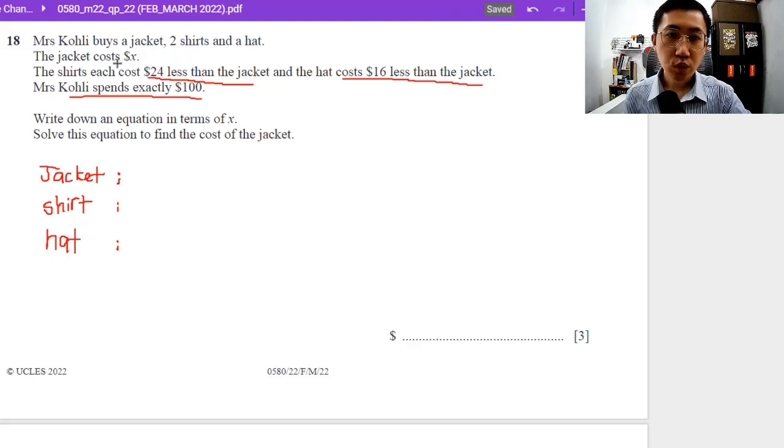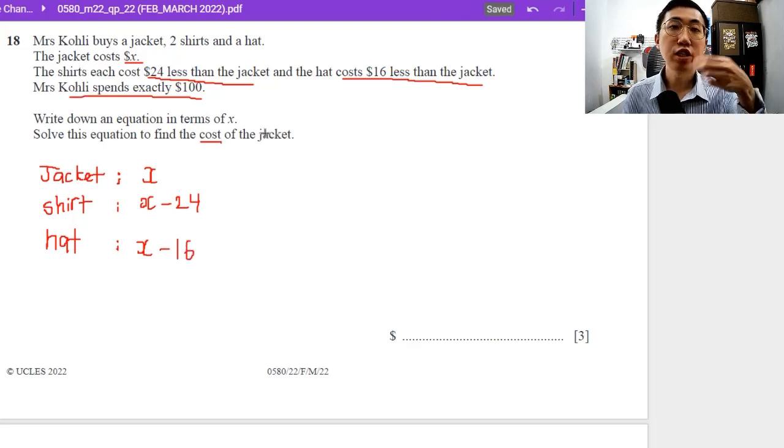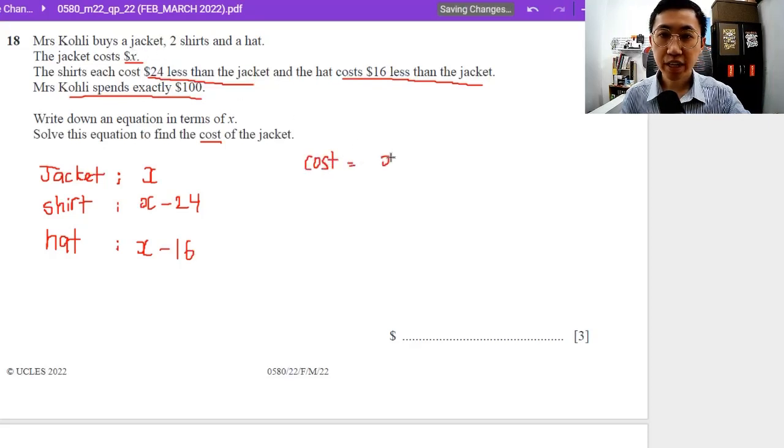We just follow through the information given to you. Jacket is X dollar, so you just write X. The shirt is 24 less than the jacket, that is X minus 24. Hat is 16 less, so that's X minus 16. Cost equals, you bought 1 jacket, so that's X. You bought 2 shirts, so remember to times 2, X minus 24, the price of your shirt, plus 1 hat, X minus 16.